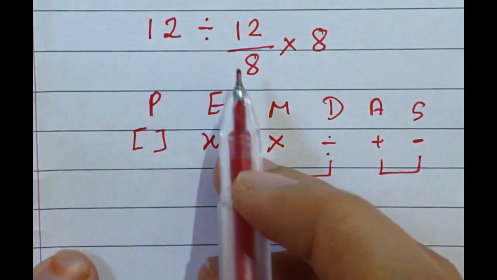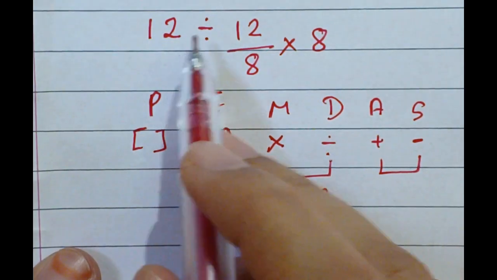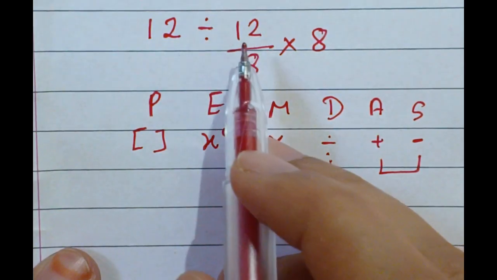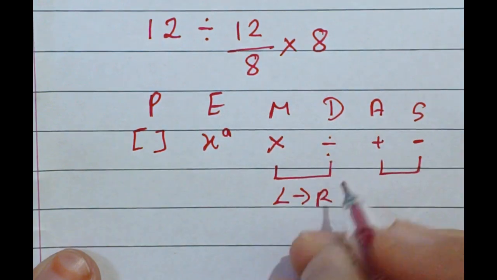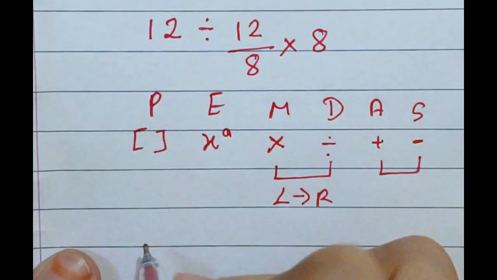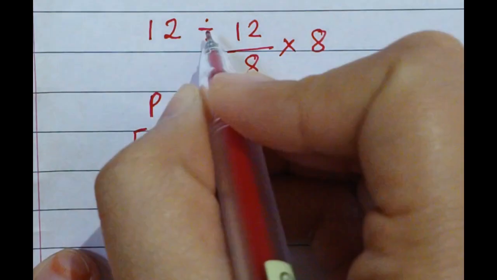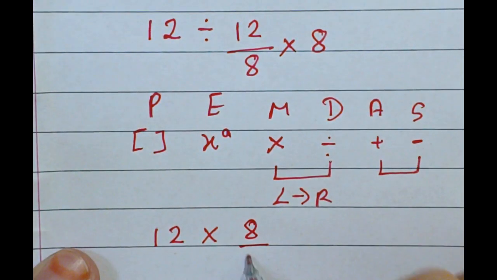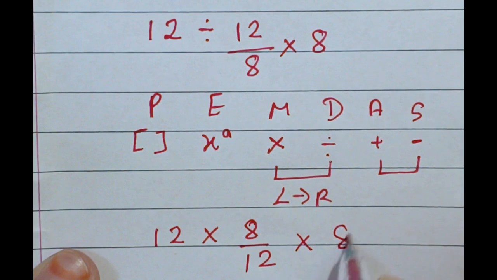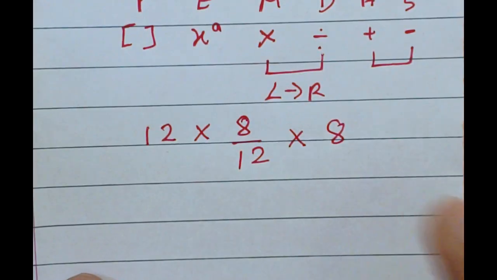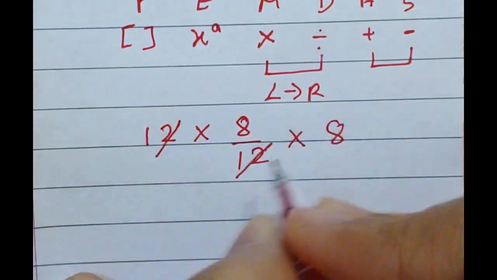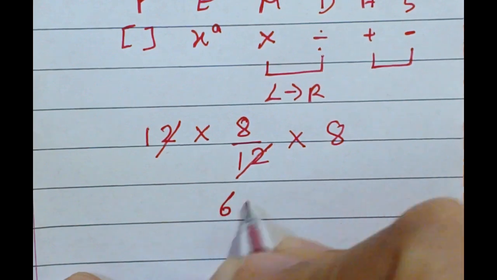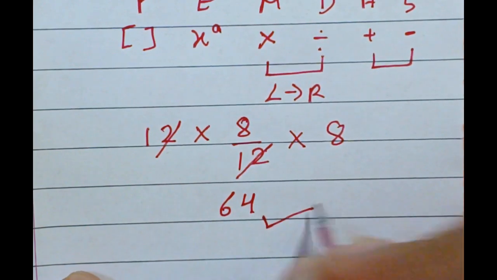So here one more thing you have to remember is, if in division any fraction is there, then use the KCF rule. KCF means keep the first fraction as it is, change this division into multiplication, and flip this 8 by 12 to 12 over 8. Now cancel this. Here 8 times 8 is 64. So this is the correct value for this expression.